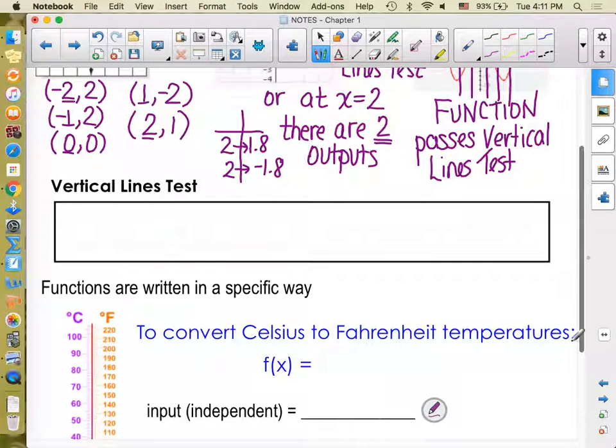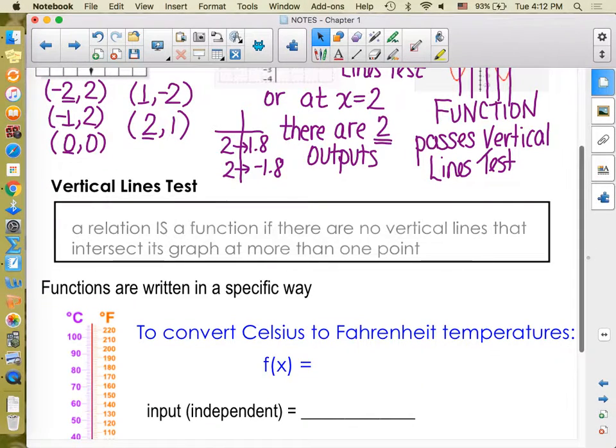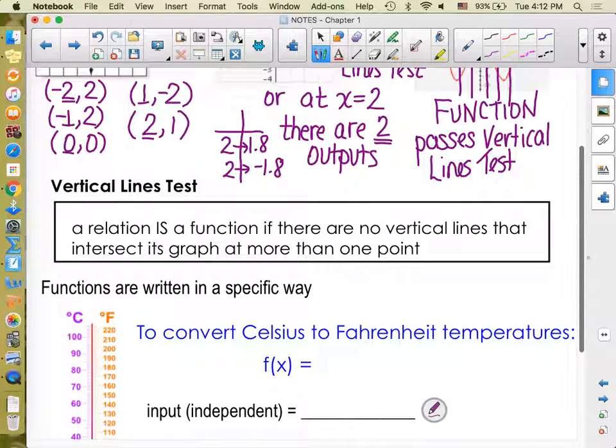Again, pause video if you need to catch up and write your notes neatly. So the vertical lines test, here's what it is. A relation is a function if there are no vertical lines that intersect, that means cross, its graph at more than one point. I'm going to put vertical lines all over on my graph. Vertical lines are up and down lines. They have to look like this, up and down. So as I pass those along my graph, it is a function if no vertical line intersects at more than one point. Pause here if you need to fill that in, don't rush.